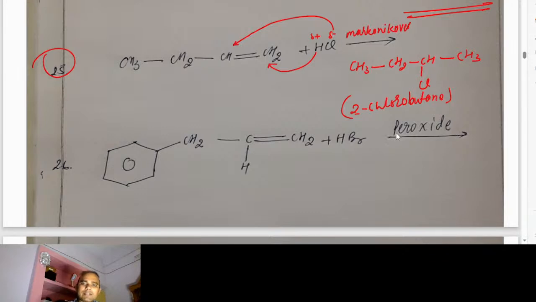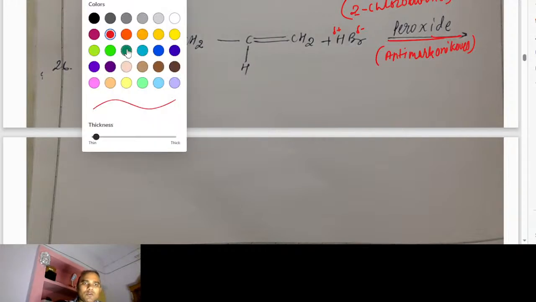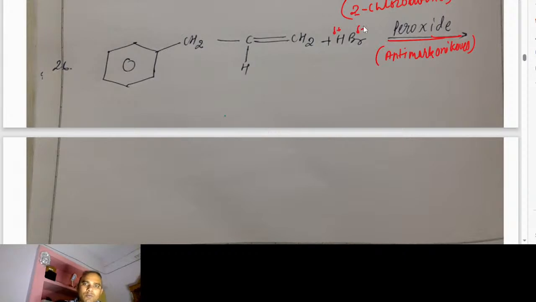Okay, next one: peroxide is there, student. So this is going to be anti-Markovnikov's rule. It will work according to anti, meaning the negative part of the reagent will go on that double bonded carbon atom which has more number of hydrogen. So if I ask you where the bromine is going to get added, bromine is going to add on this position, because here 2 hydrogens are there, here is 1 hydrogen. So this is going to be according to anti-Markovnikov rule.